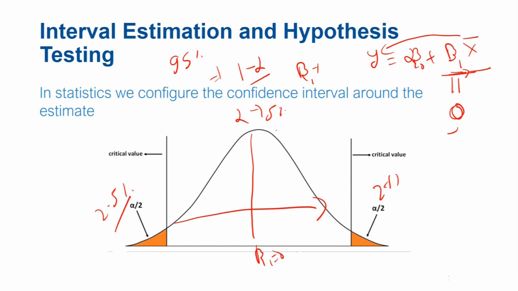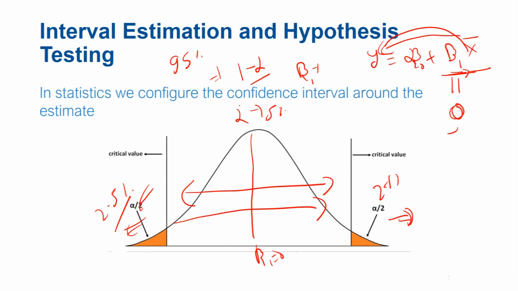If your estimate falls in this region, you tend to not reject your null that beta 1 is 0. However, if your estimate falls in this region, which is the significance region or critical region, then you reject the null and say that beta 1 is not 0, it is significant, and the implication is that x indeed affects y. So there is a relationship between x and y if you are able to reject the null.